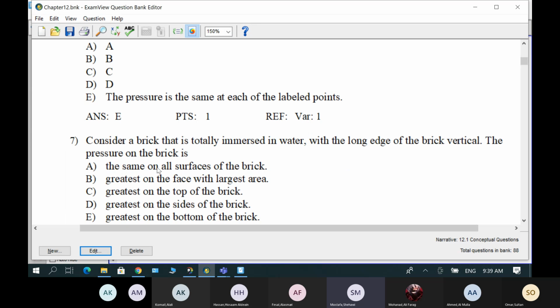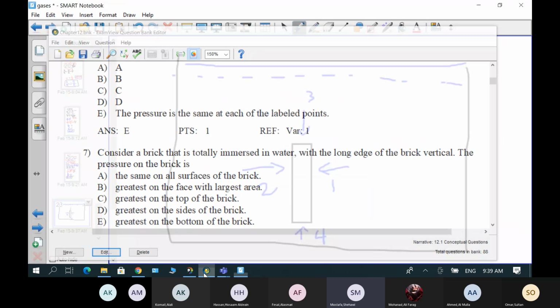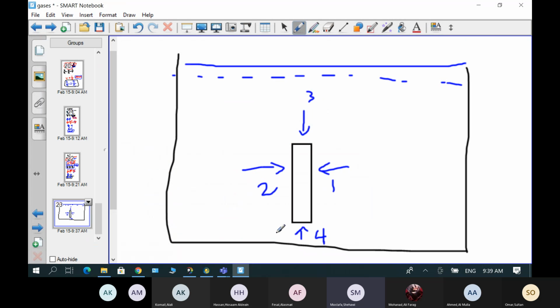The pressure on the brick is the same on all surfaces of the brick, greatest on the face with the largest area, greatest on the top of the brick, greatest on the sides of the brick, greatest on the bottom of the brick. What do you think? What is the right answer? Type the answer in the chat area. This is the last question. One minute and we will end the session.